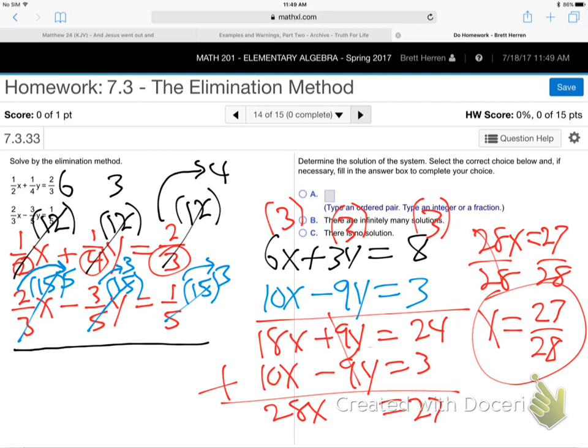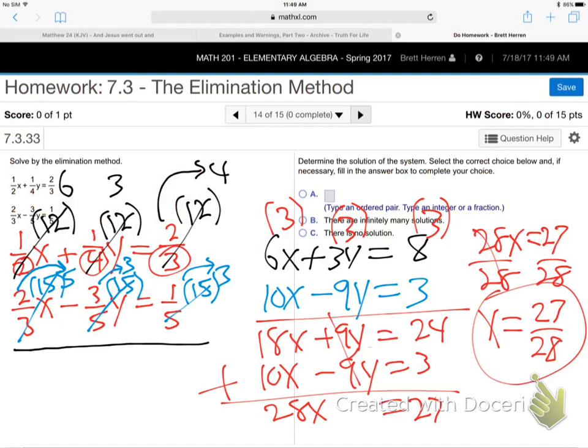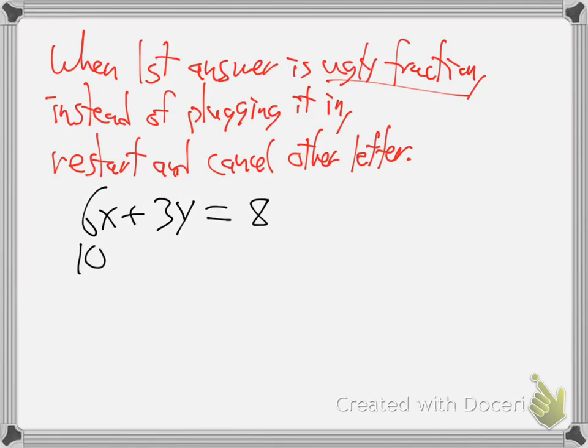But right here, after we got rid of the fractions, go right to there. So 6x plus 3y is 8. And 10x minus 9y is 3. So this time we want to get the x's to be opposites instead of the y's, right? So I can make them both 60 like we were saying.